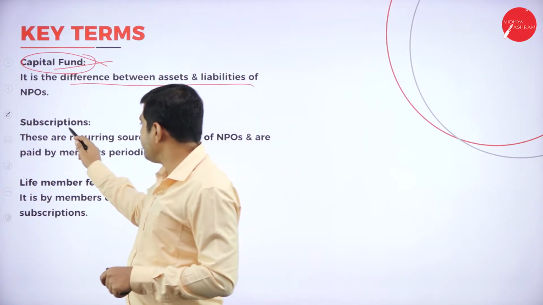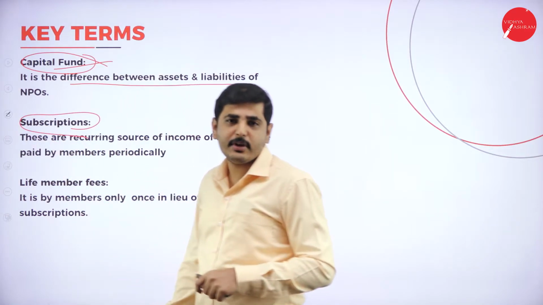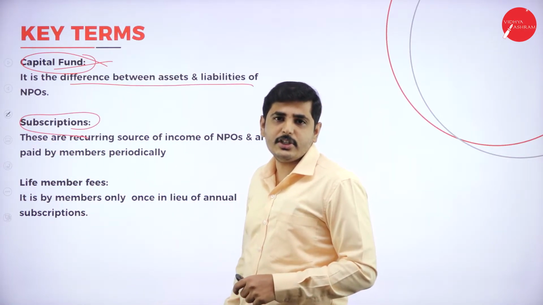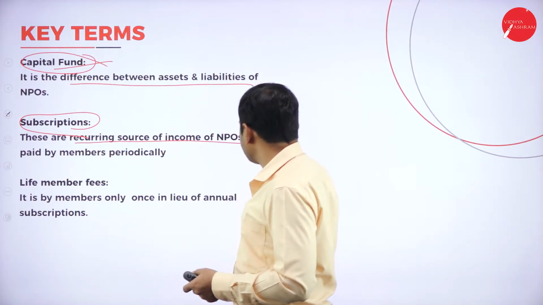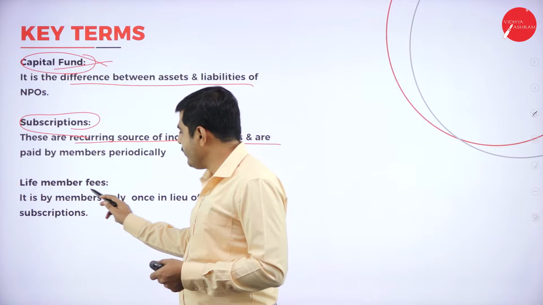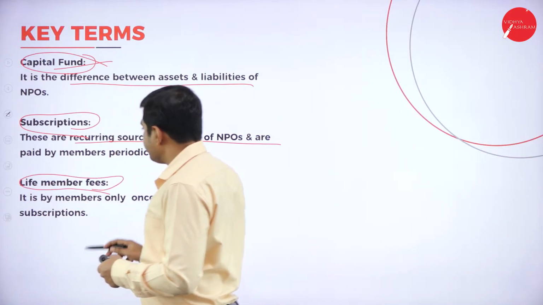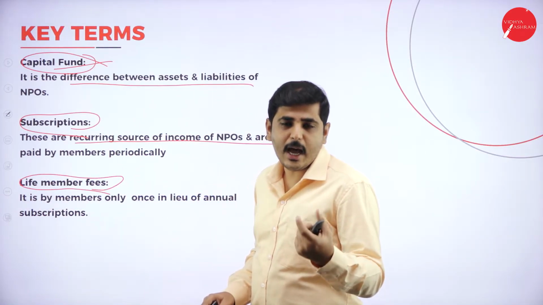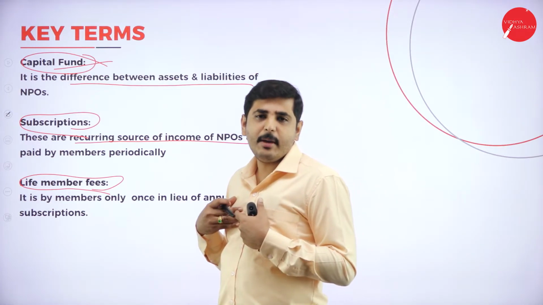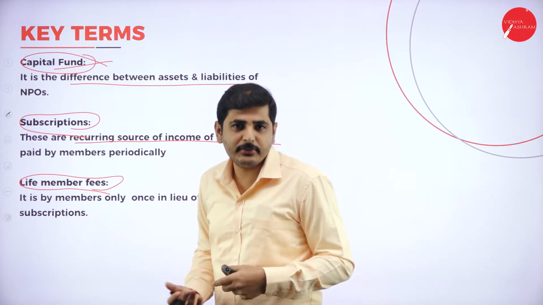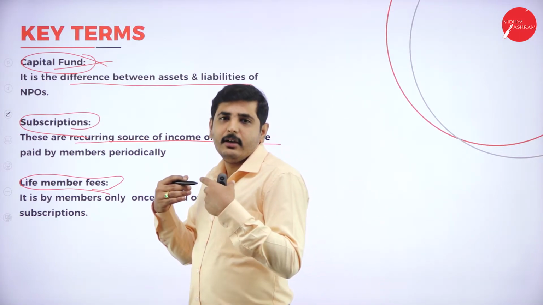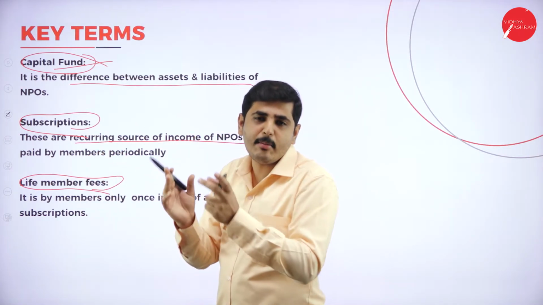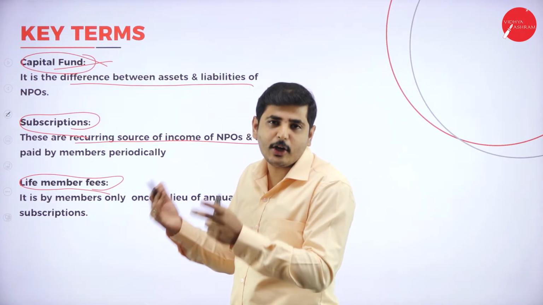Next one, subscription means the membership charge. In order to join the institution, we have to pay some amount. It is called a subscription. It is a recurring source of income to an NPO. Next one, life membership fees. For example, if I want to become a member of the non-trading concern for my whole life, I have to pay some amount. It is a bigger amount, 1 lakh rupees or 10 lakh rupees, that they will charge.